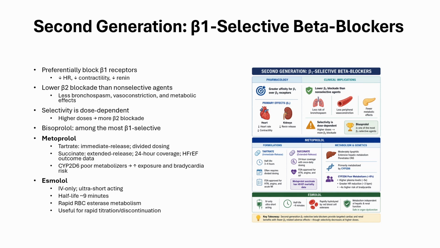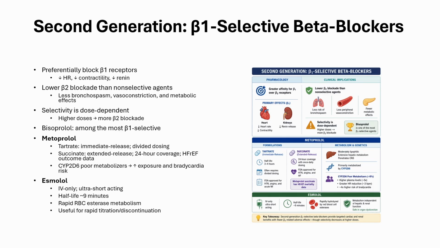Metoprolol is the most widely prescribed beta blocker, and for this reason, I'll give it some extra attention on this slide. It's available in two formulations: metoprolol tartrate, which is an immediate release formulation, and metoprolol succinate, an extended release formulation. The immediate release formulation has a short half-life of about 3 to 4 hours and is often dosed twice a day, which can result in peak and trough fluctuations, with periods of excessive blockade alternating with inadequate coverage. Its FDA-approved indications include hypertension, angina, and acute myocardial infarctions.